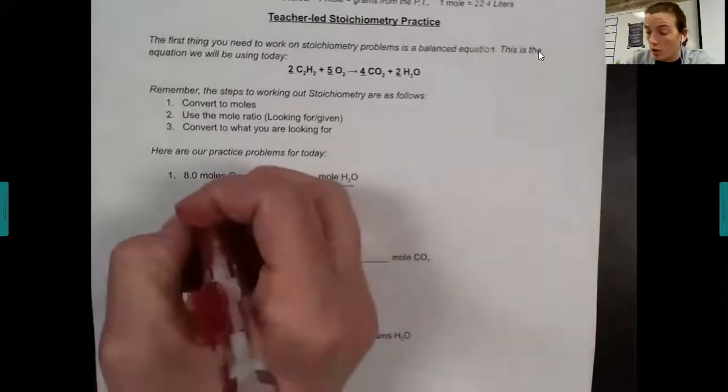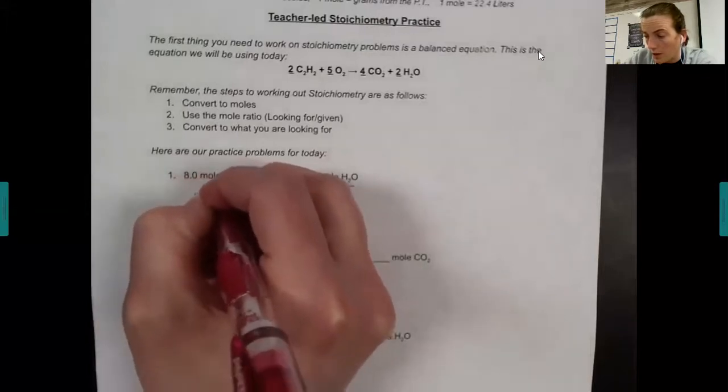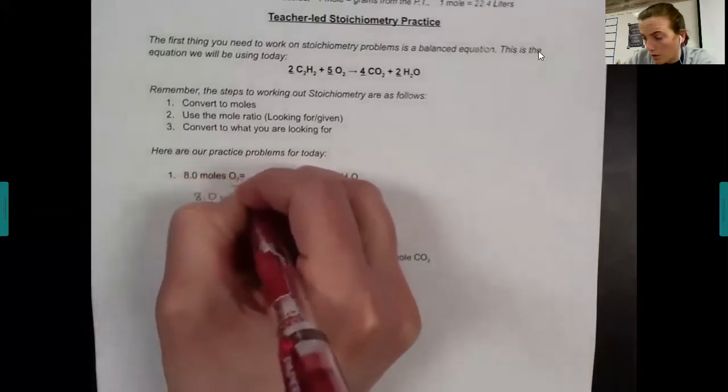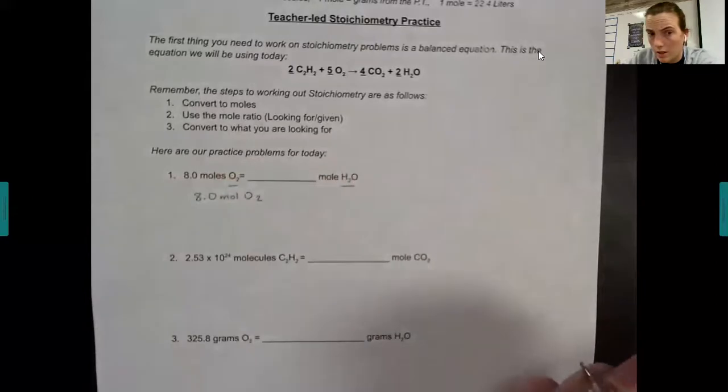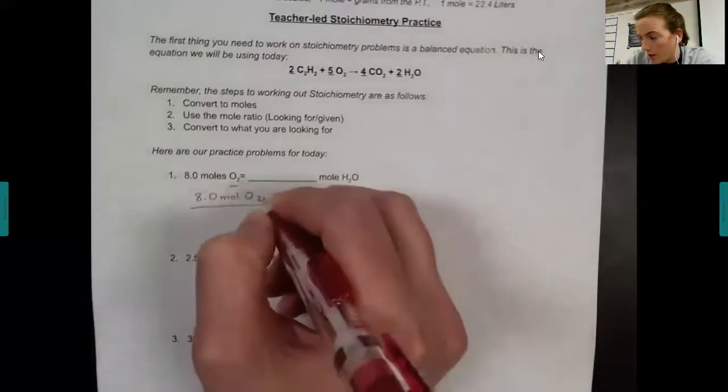All right, so again, this is like talking in the language of English. This is like talking the language of Spanish, 2 completely different languages. Okay, so we're going to start each train track with what we're given. So we're given 8.0 moles of oxygen. And then it's asking us to convert it to moles of water.